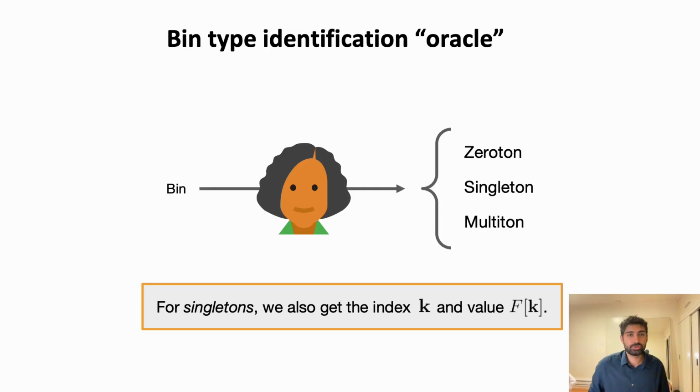For now, we're going to assume we have this bin identification oracle. This is someone who can look at a bin and tell us whether it's a zeroton, singleton, or multiton. And for singletons, it'll tell us not only what the value is, but also what index it came from. And a little later, we'll talk about how to implement such an oracle.